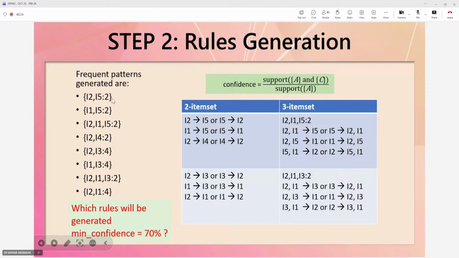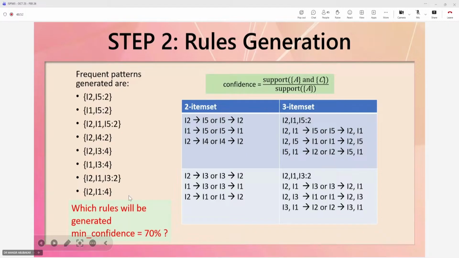has a support count of 2. Item 2 and item 5 have a support count of 2. Item 2, item 1, and item 5, that is 3 item sets, have the support count of 2. Another 2 item sets, item 2 and item 4, has a support count of 2. Another one, item 2 and item 3, has a support count of 4. So continuously up to the last one where we have a support count of 4 also.